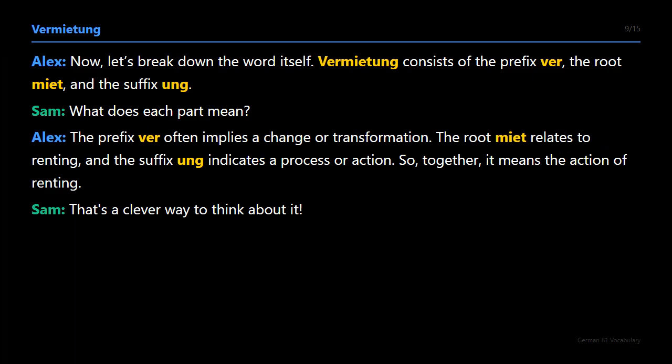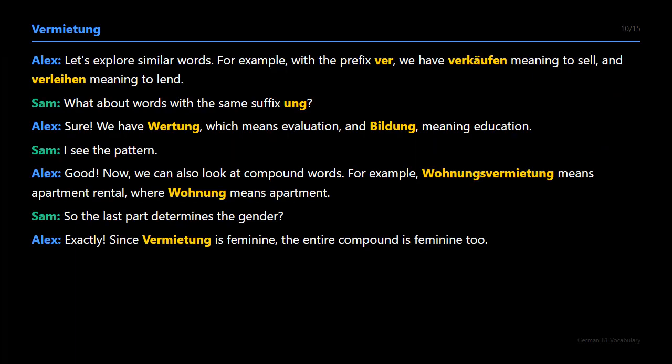Let's explore similar words. For example, with the prefix Ver, we have Verkaufen, meaning to sell, and Verleihen, meaning to lend. What about words with the same suffix? Sure. We have Wertung, which means evaluation, and Bildung, meaning education. I see the pattern.